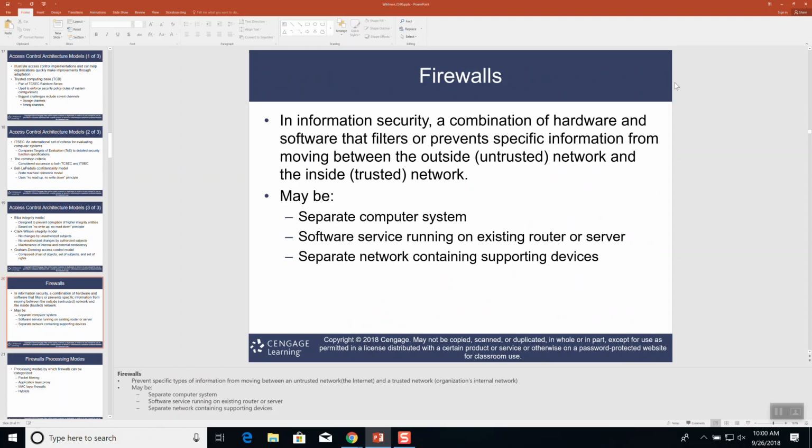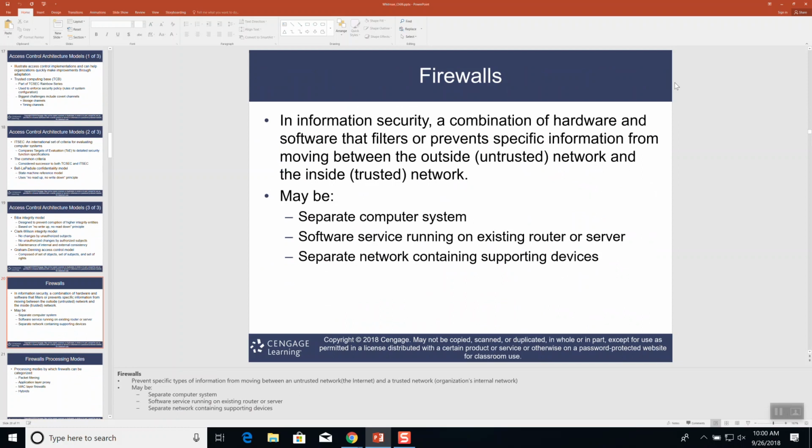Firewalls. In information security, a combination of hardware and software that filters and prevents specific information from moving between the outside, untrusted network and the inside, trusted network. And we've talked about firewalls before. It may be a separate computer system, a software service running on an existing router or server, or a separate network containing supporting devices. There are probably ideas for either one.